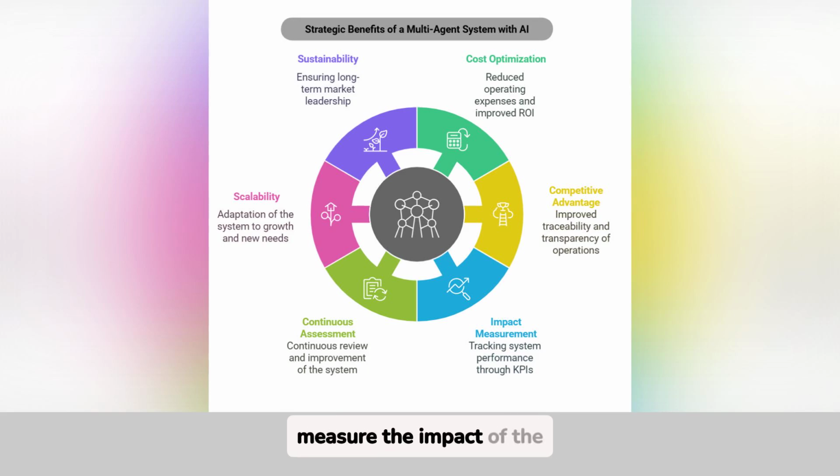That sounds very convincing, but what about indicators? How will we measure the impact of the system? An essential part of the plan is the establishment of KPIs and success metrics. We will measure, for example, the reduction of operating costs, the response time to incidents, the reduction of errors, and the improvement in process efficiency.